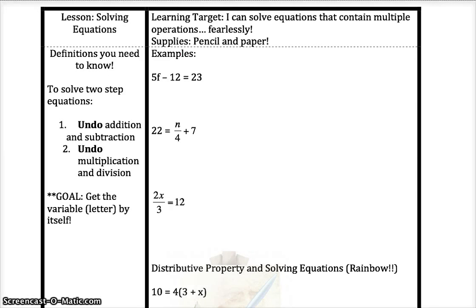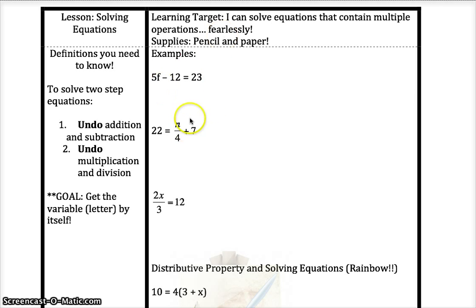Hi students, today we are looking at solving equations and your learning target is I can solve equations that contain multiple operations fearlessly. So please write this learning target in your planner for either today or tomorrow. And all you will need for today is a pencil and just this sheet of paper or a blank piece of paper if you're not able to print these notes.